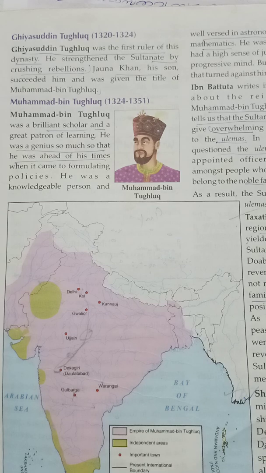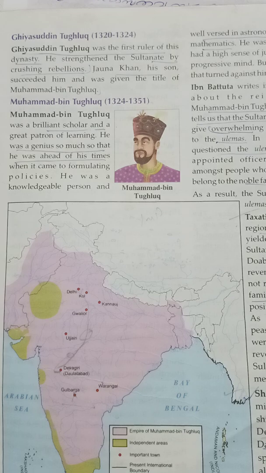Then mainly three types of taxes were imposed. One is known as cultivation tax, called kharaj, amounting to about 50% of the peasants' produce. The second one is the cattle tax, and the third one is the house tax. Like that, three types of taxes.